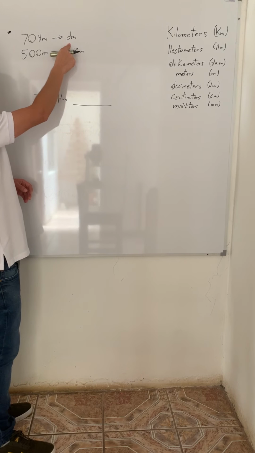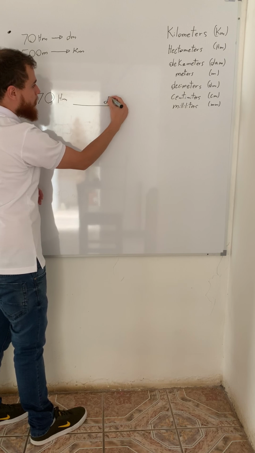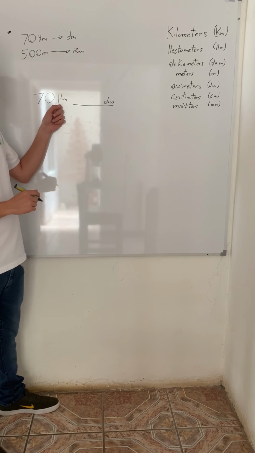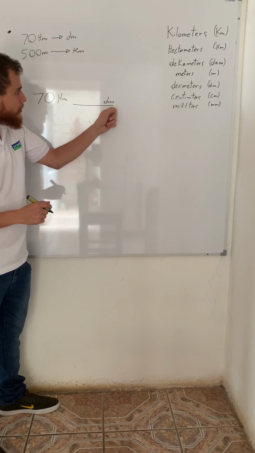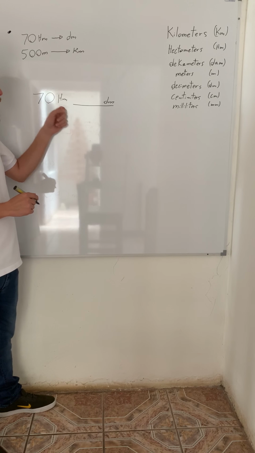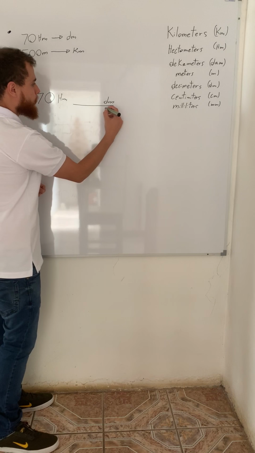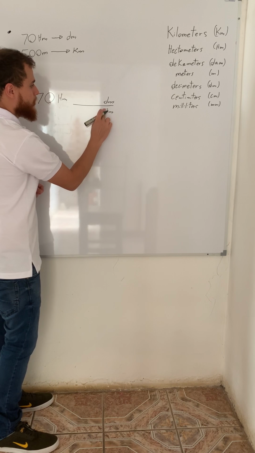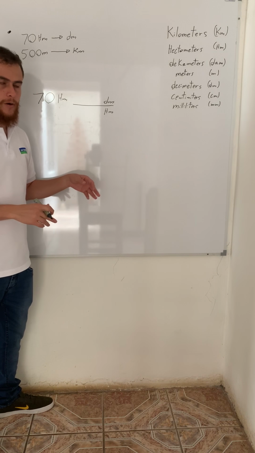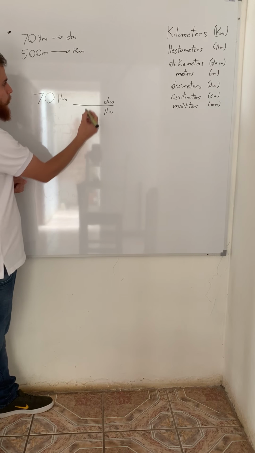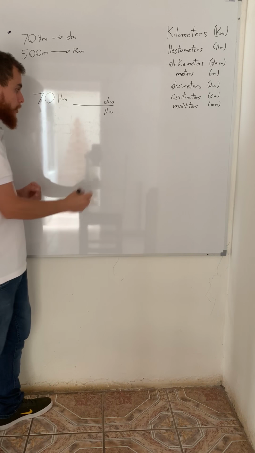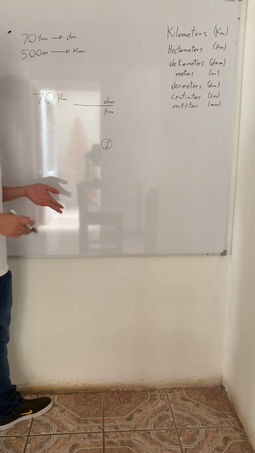Now I'm going to place on top the unit that I'm being requested. So I started with 70 hectometers and I'm going to change it to decimeters. Now, the hectometers that I have, I'm going to put them on the bottom. Now you may ask, why? It's because we need to cancel this unit, but we're gonna do that later on. For now, I'm going to place a number 1 on the bigger one. But I need to figure out who's bigger.